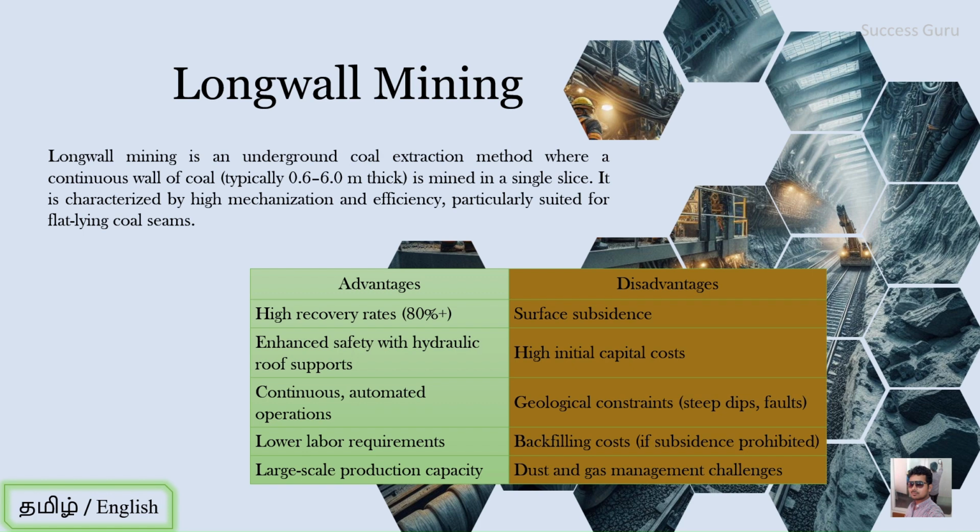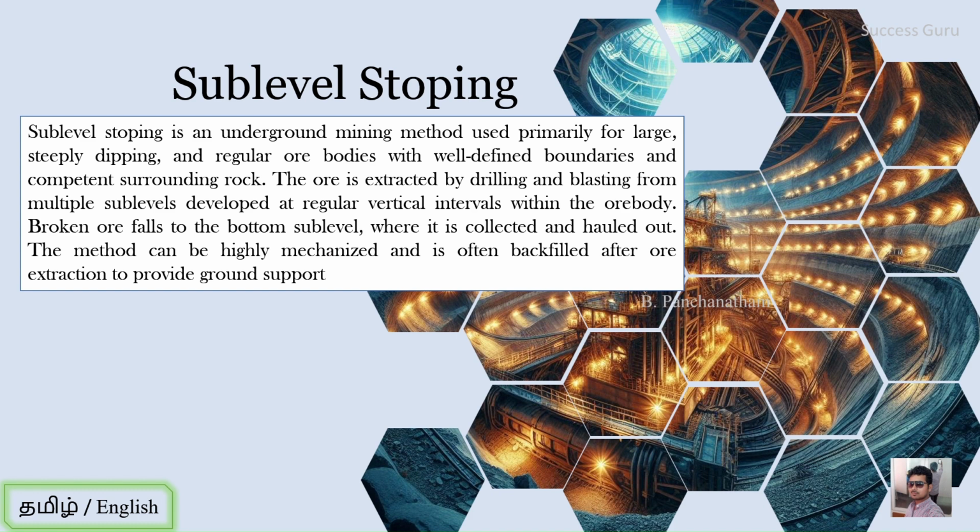Then we have backfilling cost. If the ground above should not subside, then we have to do some sort of backfilling, which is quite obviously expensive. So it is a disadvantage. The last one, which we also mentioned in room and pillar, is the production of dust and gas management challenges. When you are working underground and the space is comparatively less, there will be a larger area of gas and dust production, and as the machines are working there, there will be higher dust production. So that will be some sort of disadvantage during working. So these are the advantages as well as disadvantages of this method. Okay, then the next one is the sublevel stoping.